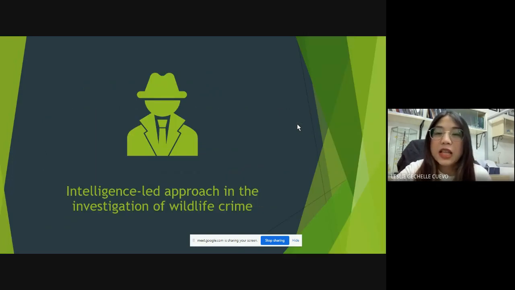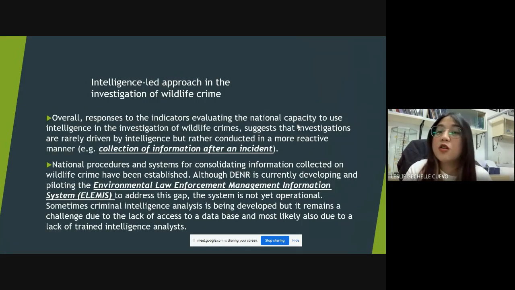Okay, intelligence-led approach in the investigation of wildlife crime. Overall responses to the indicators evaluating the national capacity to use intelligence in the investigation of wildlife crimes suggests that investigations are rarely driven by intelligence but rather conducted in a more reactive manner. As an example is the collection of information after an incident.